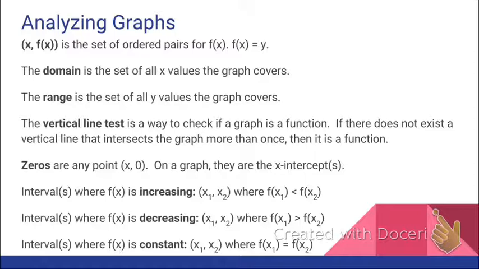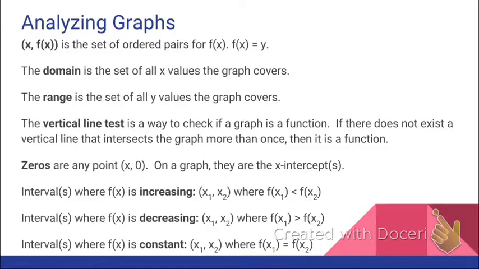Zeros are important. They're also known as x-intercepts. They're any point on the x-axis, any point where y is equal to 0. So that's why they get that name. Intervals where f of x is increasing is any interval, so from x1 to x2, where x2 is bigger, more to the right, f of x1 is less than f of x2. So at any interval where the y values get bigger as you look from left to right, it's increasing. If they get smaller, if it's going downhill when you look at it from left to right, it's decreasing. And if the y values stay the same, then it's constant.